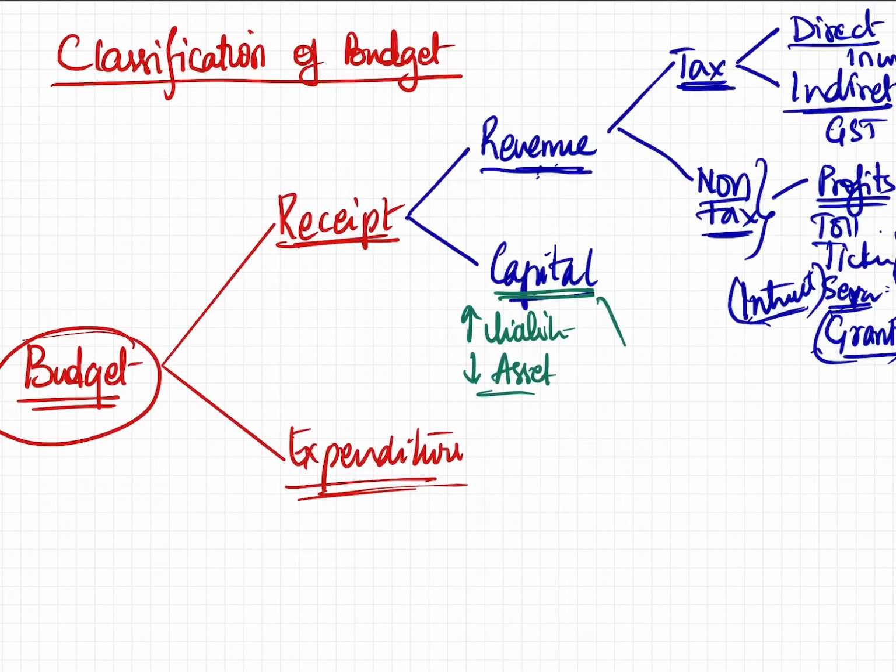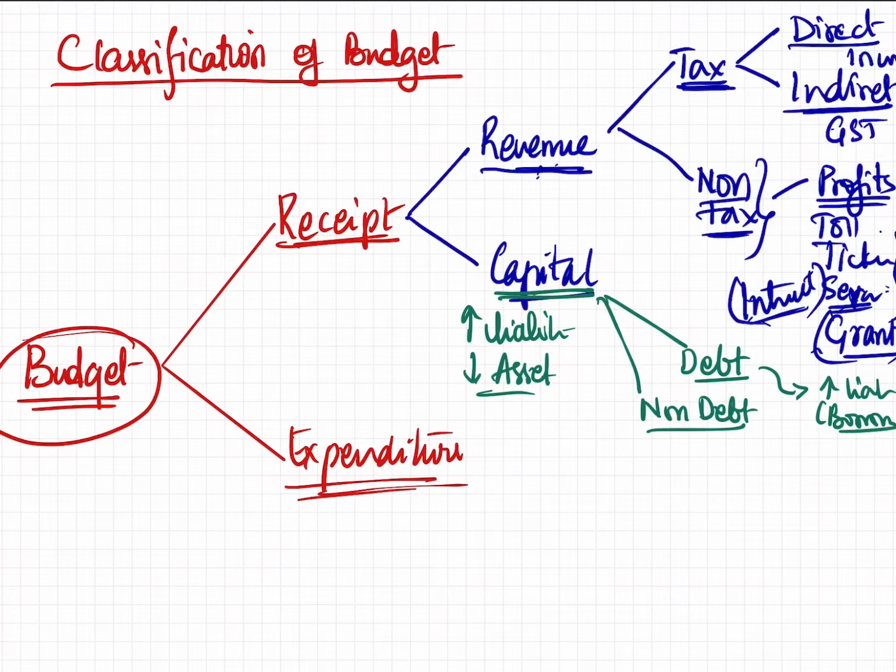So this can be further classified into debt creating capital receipts or non-debt creating capital receipts. Debt creating means that which increases the liability, that is borrowings. When the government borrows money from any source, whether from the public, from financial institutions, or from any outside country, that is debt creating capital. Why? Because it is increasing liability. And non-debt, an example is disinvestment or privatization. So this is non-debt creating capital, because here this reduces the asset.